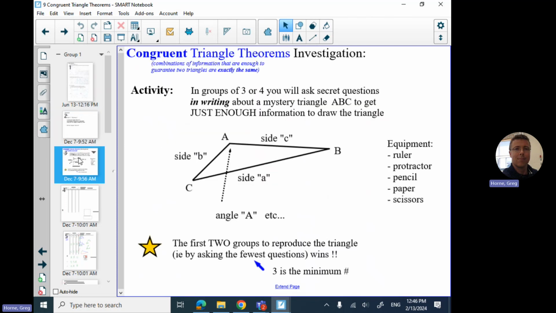I would tell you that in groups of 3 or 4, you're going to be asking questions. I say it in writing so that it's silent and no one gets the information other than the individual groups. It's kind of like a contest, to see who can find out the information necessary to get the right triangle drawn the fastest. Each group would have a ruler, protractor, and pencil, and the first groups that can draw the triangle correctly win.